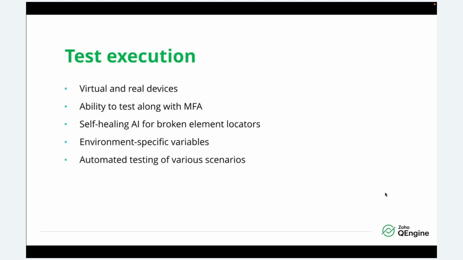So there is an environment-specific variable. Anytime an environment is run, the variables within that particular environment will take a different value altogether for that environment. And of course, all of this makes sense only if we have automated testing. So Zoho QEngine, as I mentioned, is a test automation tool. You can automate all of your test cases within Zoho QEngine.